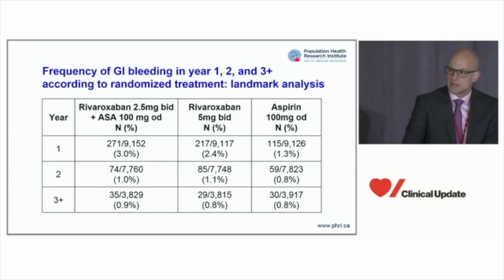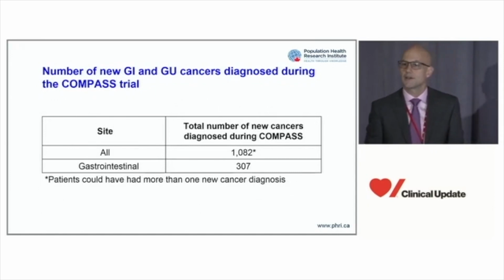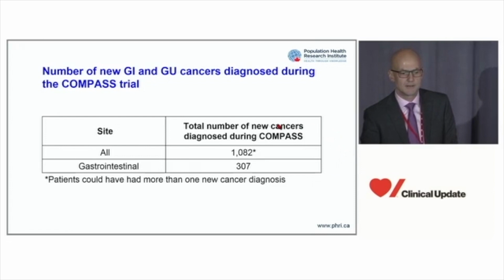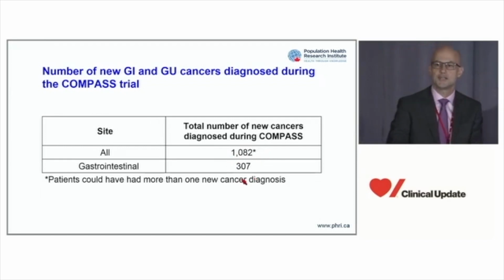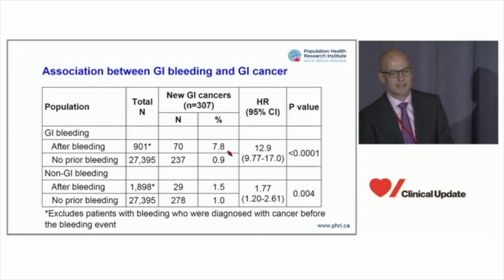We looked in more detail at the impact of bleeding on outcome. And in particular, we looked at the effect on cancer. In the COMPASS trial, there were more cancers than there were myocardial infarctions. New diagnosis of cancer, 1,000 subjects, 307 new GI cancers. We then looked at GI bleeding and GI cancer diagnosis. Of the 307 new GI cancers, 70 were diagnosed after any type of GI bleeding, mild, moderate, or severe, a 7.8% rate of cancer diagnosis.